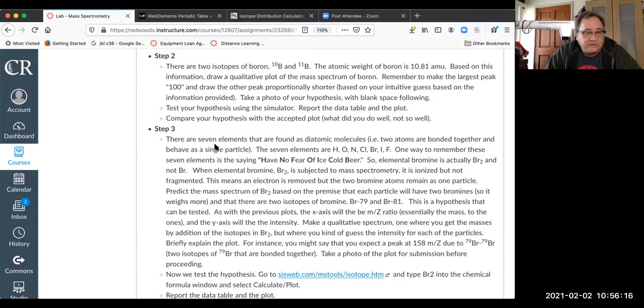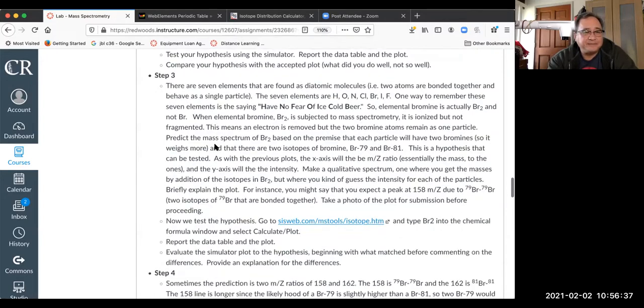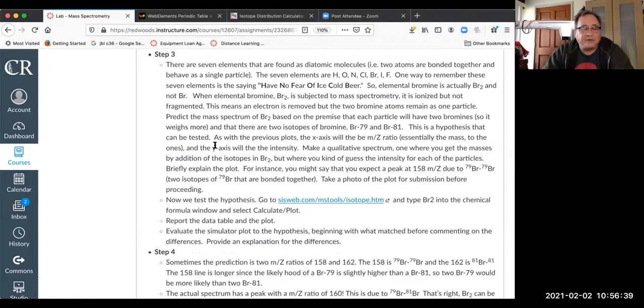Now, what you might want to do if you haven't written that into your lab notebook yet, you're supposed to have already drawn your hypothesis, but if you have not written the data table and not drawn the plot and not written your comparison, leave space for that. And let's go on to step 3, because step 3 is where it gets really interesting.